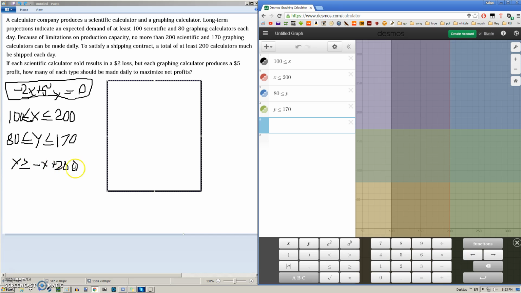And this right here, this is to satisfy a shipping contract. A total of at least 200 calculators must be shipped each day. Now that is just put in terms of y. It really is y plus x is greater than or equal to 200. But I just simplified it already for you. Usually you have to put it in terms of y, so that way you can graph it. So then it would be y is greater than negative x plus 200.